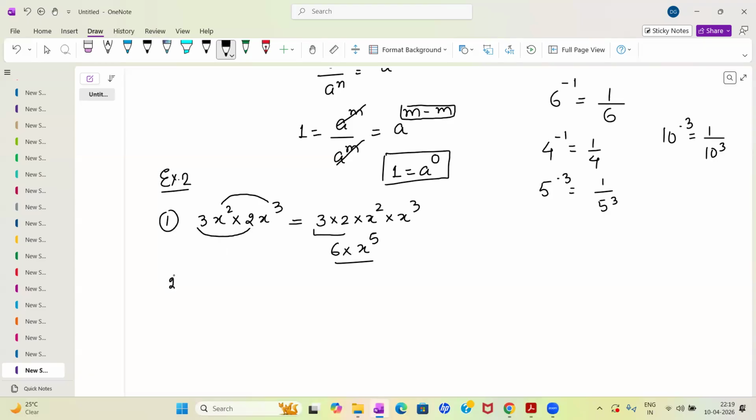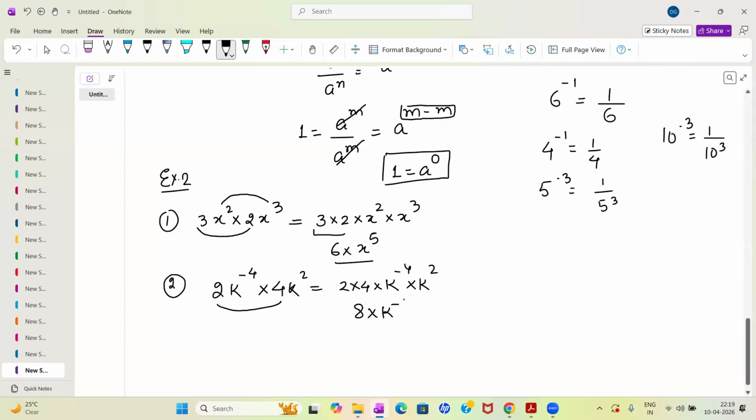Question number 2. 2k to the power minus 4 into 4k square is equal to constant into constant, 2 into 4, and power is k to the power minus 4 into k square. So 8 into k to the power minus 2. So it is 8 upon k square.